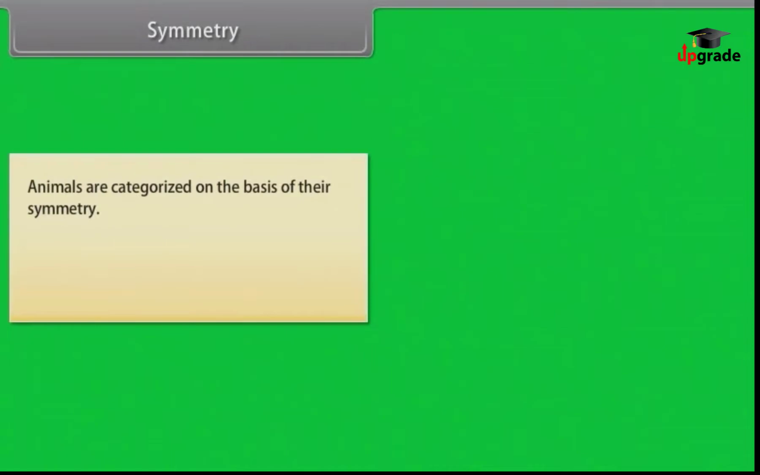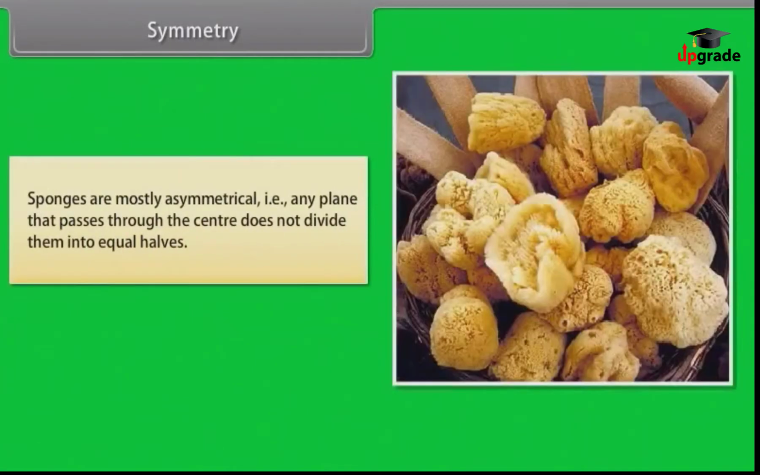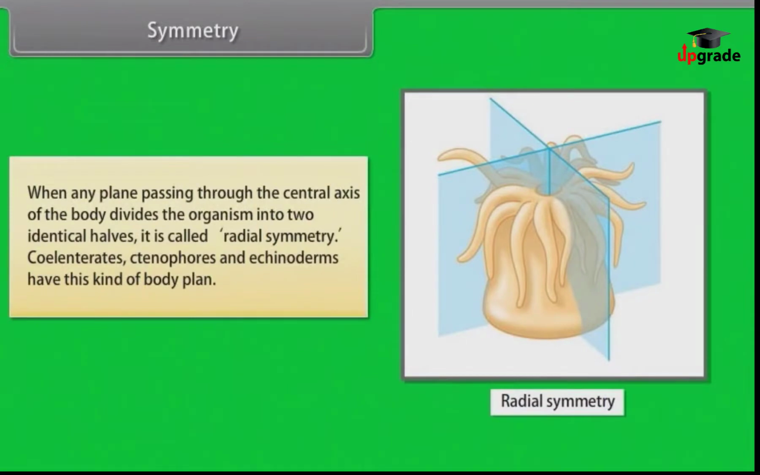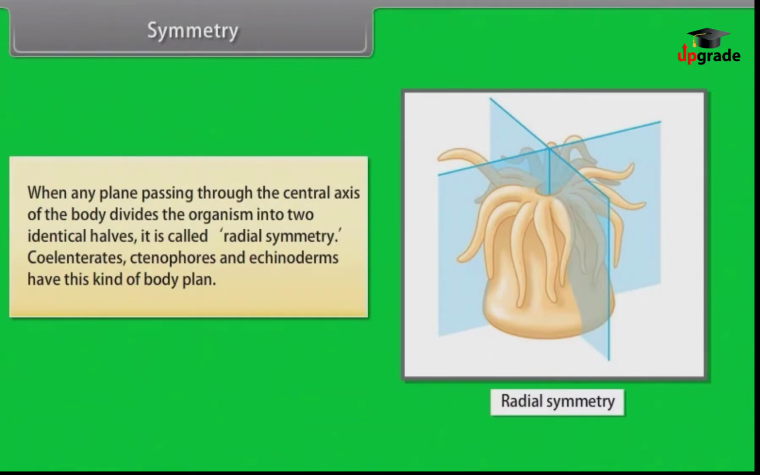Symmetry. Animals are categorized on the basis of their symmetry. They are asymmetrical, radially symmetrical, bilaterally symmetrical. Let us know them one by one. Sponges. Sponges are mostly asymmetrical, that is, any plane that passes through the center does not divide them into equal halves. When any plane passing through the central axis of the body divides the organism into two identical halves, it is called radial symmetry. Coelenterates, ctenophores, and echinoderms have this kind of body plan.